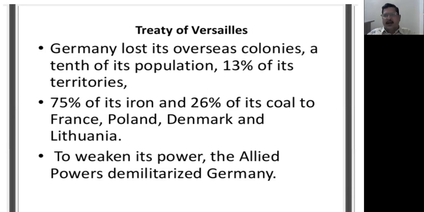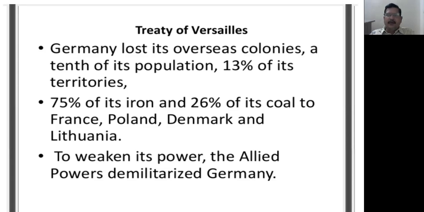So Germany lost. What did Germany lose during World War One? Germany lost its overseas colonies. Overseas colonies means whatever countries it was ruling under its imperialistic rule, like a few countries or regions in Africa, which Germany had made its colony. So it lost all its colonies, and one tenth of its population, and 13% of its territories. It had to part with territories to neighboring countries like France, England, and other countries.